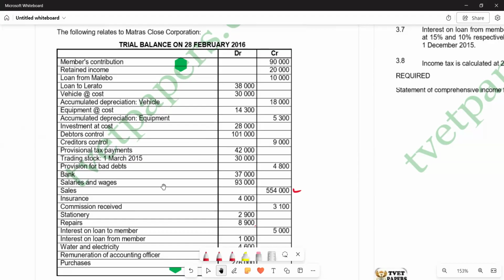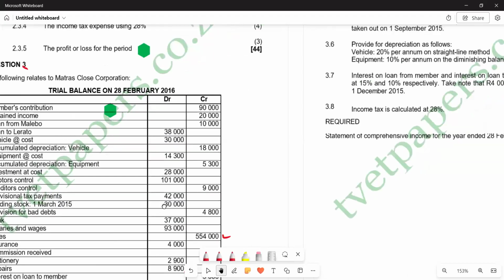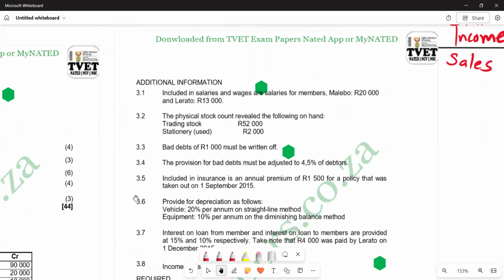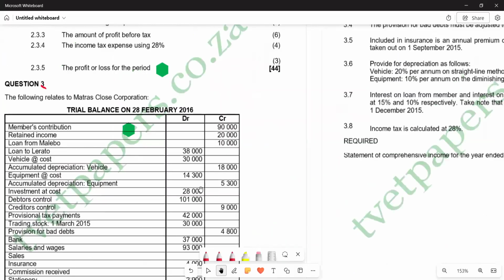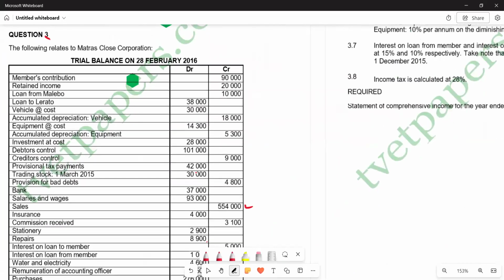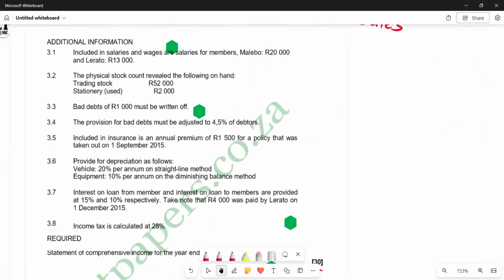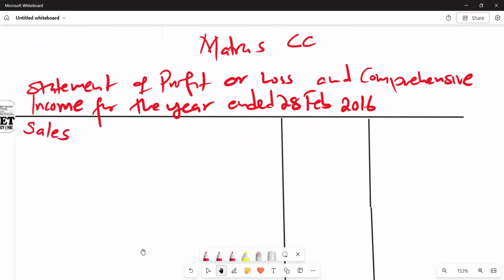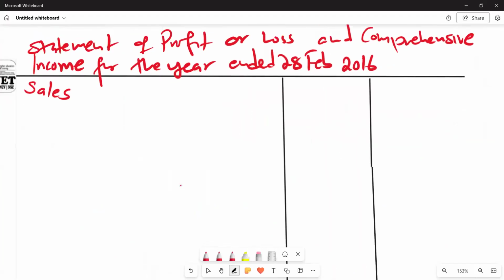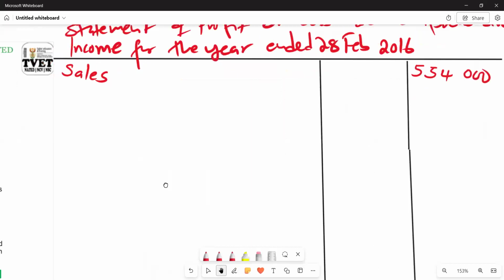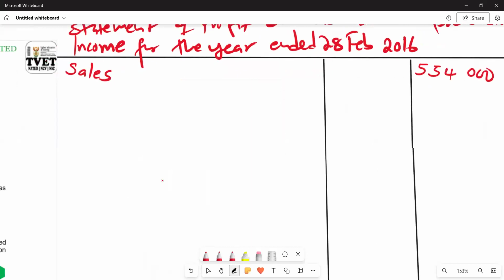So if you go down, you'll see that there's nothing. And also, you need to go to additional information to see if you have anything that is affecting our sales. But if you go through our additional information, you are able to see that we don't have anything of such. We're just going to take our 554,000 and enter it as it is in our statement of profit and loss. So we come back to our statement of profit and loss, and we are saying sales, and the figure that we have for sales is 554,000. And then from there, we are supposed to go to less cost of sales.